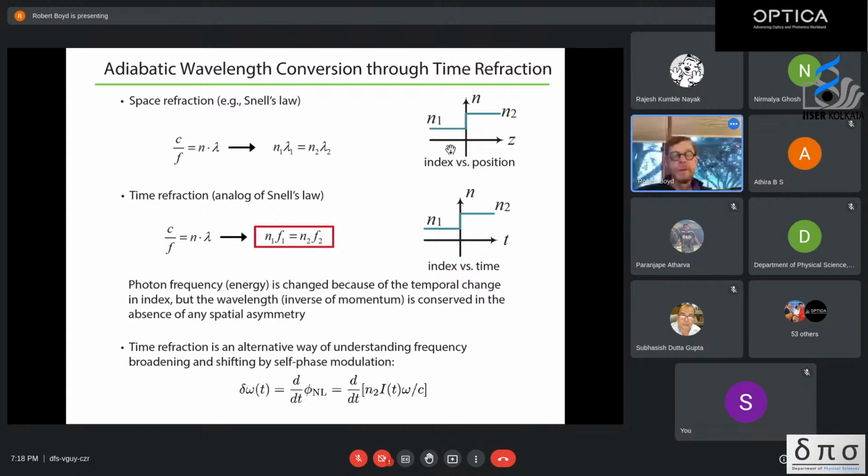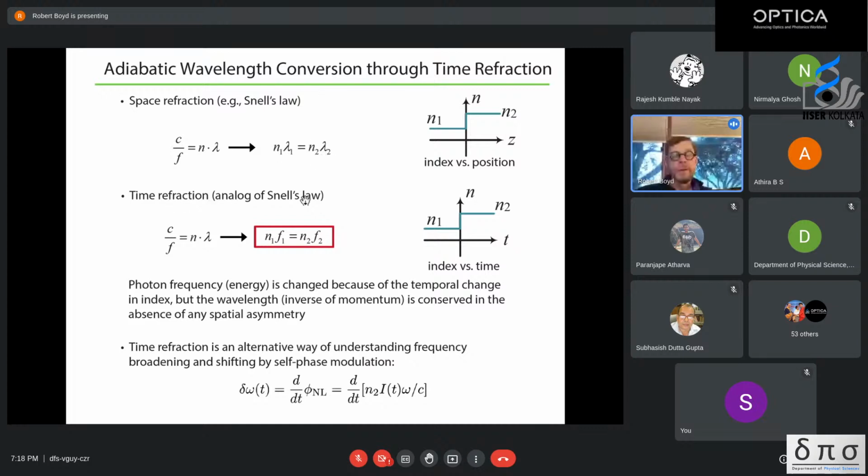And the way this works is you have the refractive index that changes at some boundary. So as a function of Z, the refractive index changes from N1 to N2. When this happens, the frequency of the light remains the same, but the wavelength changes according to this relationship here.